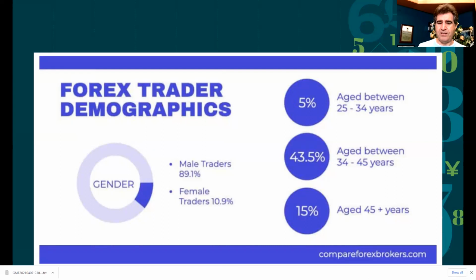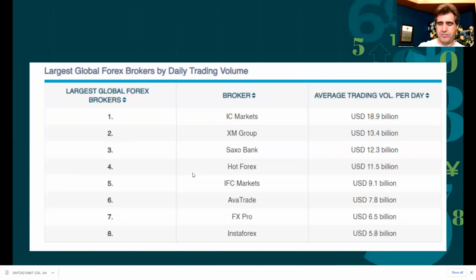89.1% are male and only 11% are female, although the females make 1.1 or 2% more profits than males, by the way, in average trade. Ages of 25 to 34 is only 5% of the traders, but 34 to 45 is the majority of traders in Forex, and 15% over 45.